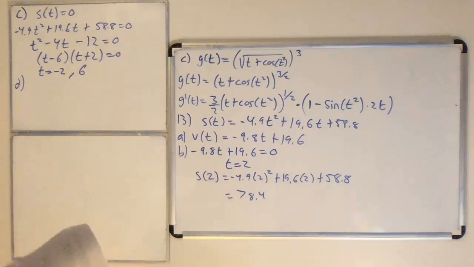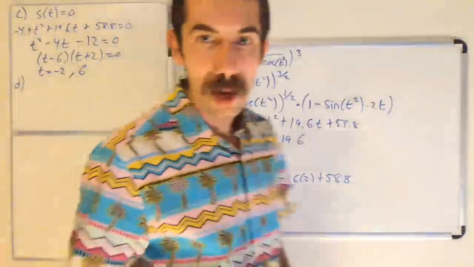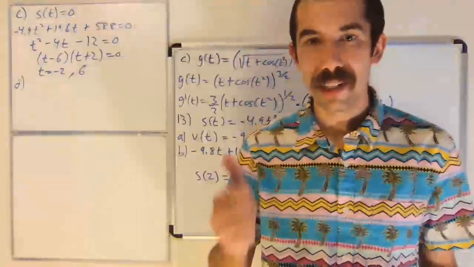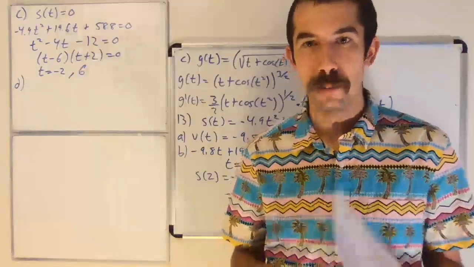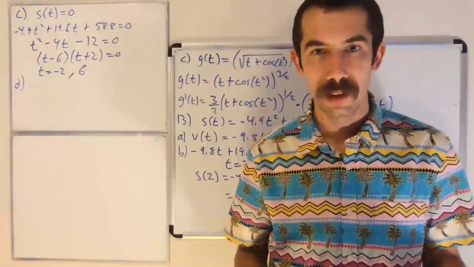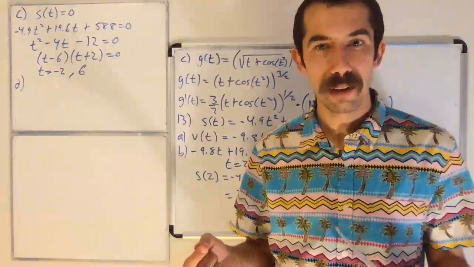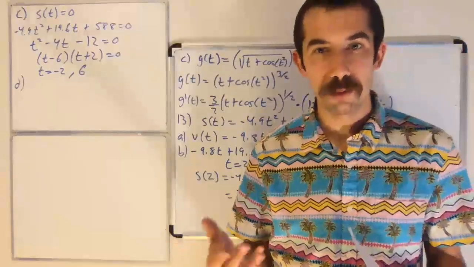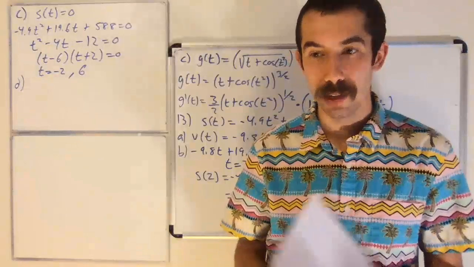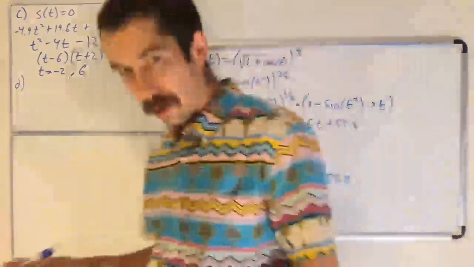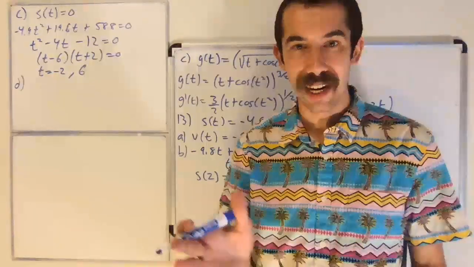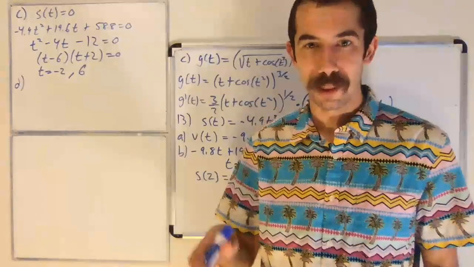D is for what positive times is the object slowing down? Okay, so for an object to slow down, we need its velocity and its acceleration to be pointing in opposite directions. So if the velocity is positive, we want the acceleration to be negative. Or if the velocity is negative, we want to find when the acceleration is positive. So let's just plot when the velocity is positive and negative, and similarly with the acceleration, and find when they are opposites of each other.